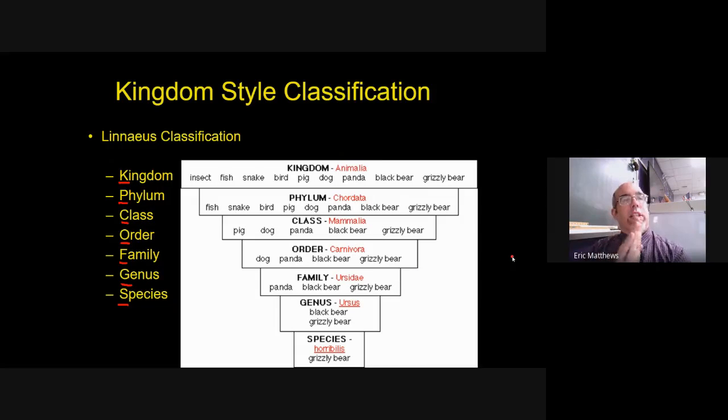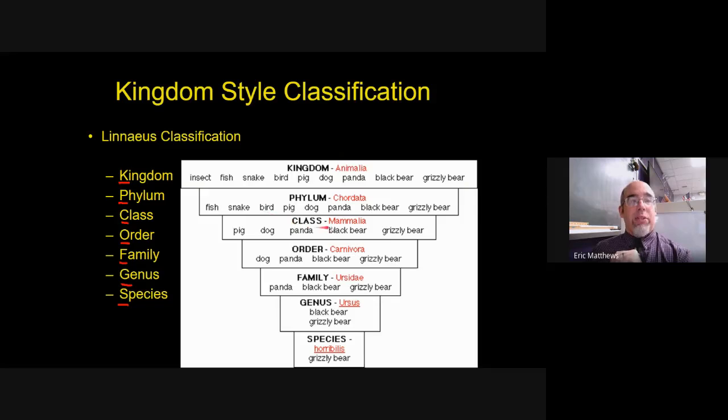Now, you've all seen this before. This is the classic Linnaeus classification, and it goes from our biggest category, the kingdom level. So the kingdom of Animalia will include insects, fish, snake, bird, pig, dog, panda, black bear, grizzly bear, right? All of these are animals. Now, at every step that we move down from kingdom, we are narrowing and narrowing and narrowing the field. So in the phylum level of Chordata, we get rid of the insect. Insects do not have a backbone, so they are not part of phylum Chordata.